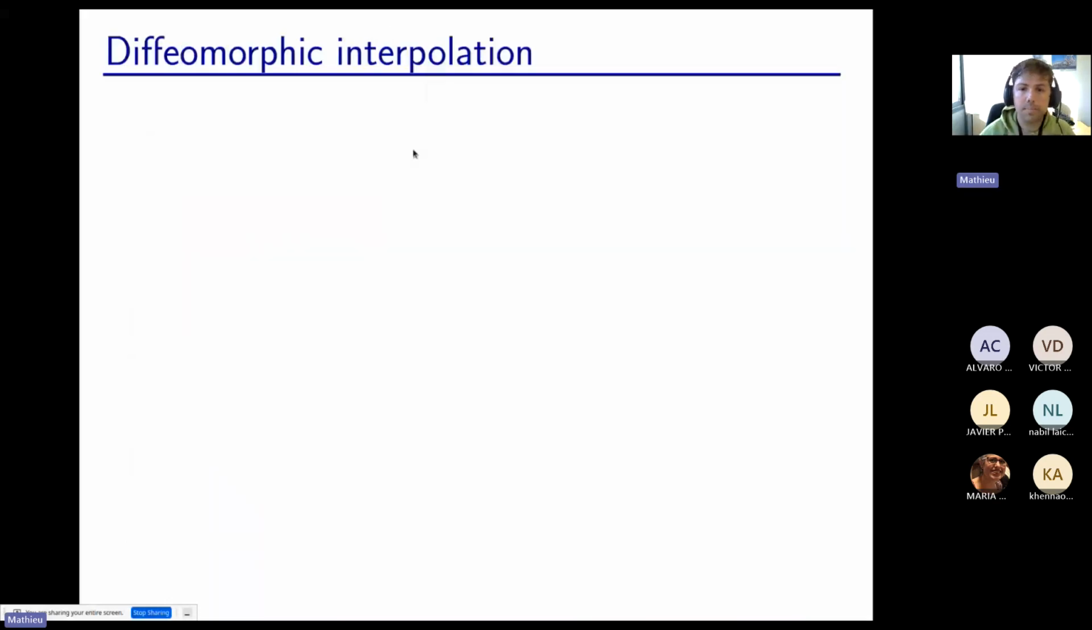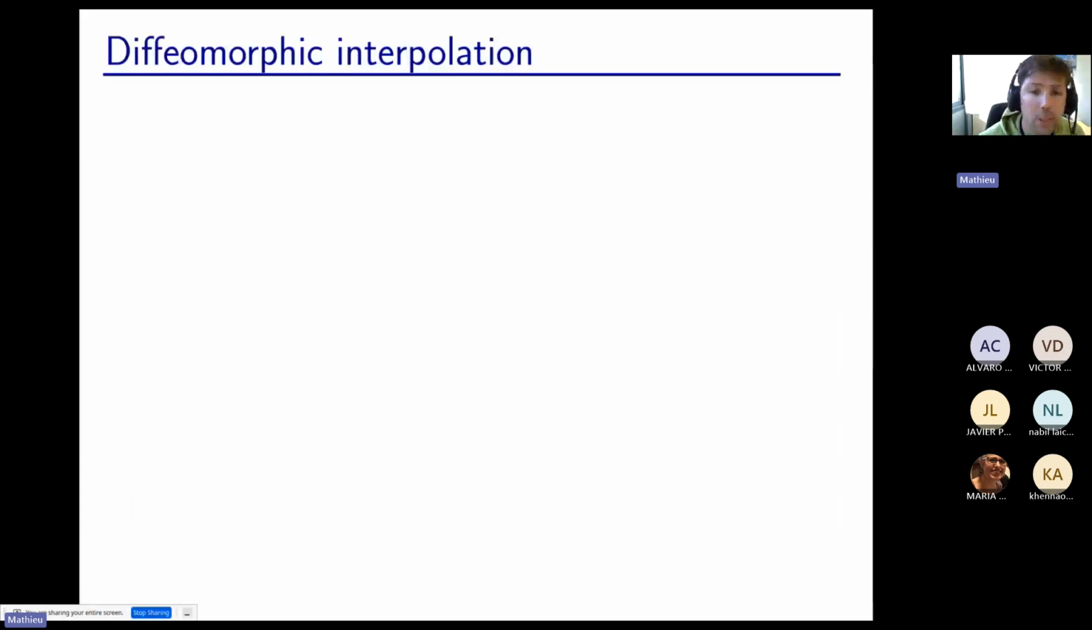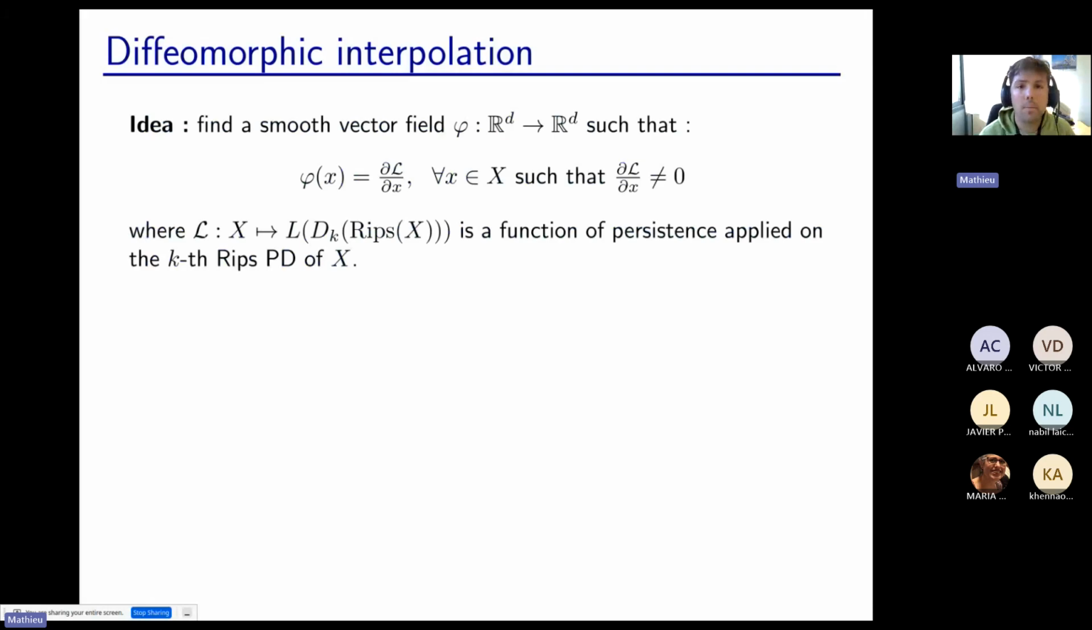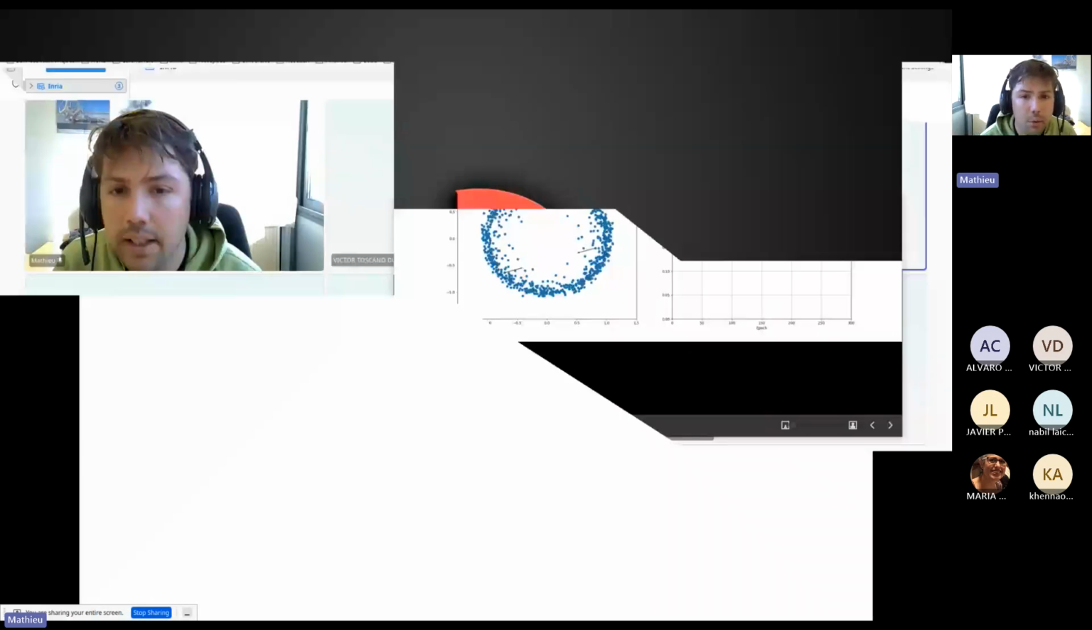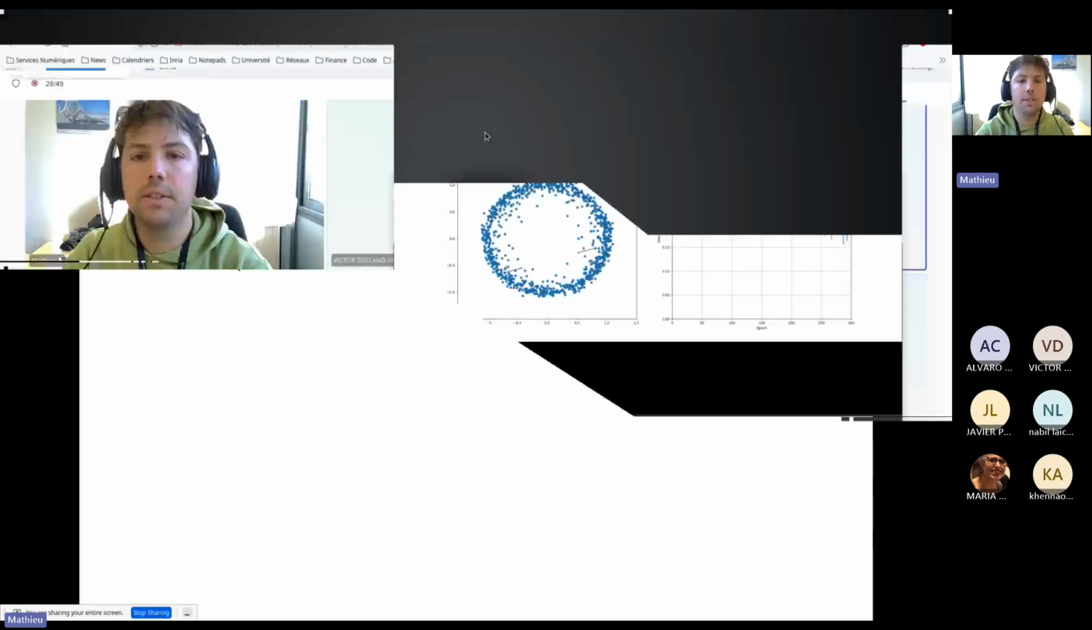So how to fix this? And you see, the idea we propose in that recent work is really not complicated, actually. It's just: let's extend this to a diffeomorphism, or if you want, to a vector field. Let's try to find a smooth vector field, which in that case would be defined on the whole space, not only on the critical simplices.